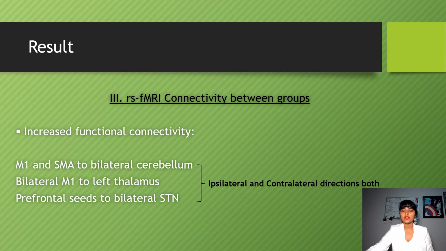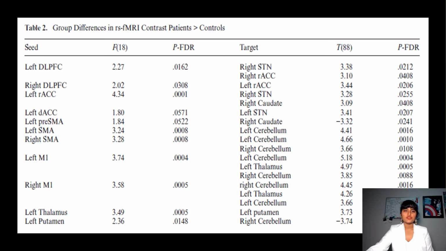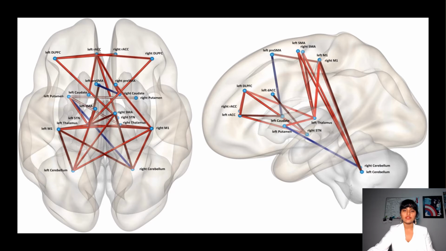Then we come to the table which tells us about the group differences of resting state fMRI of patients and controls. This pictorial representation tells us about the ROI to ROI ratio between patients and the controls. So the red indicates increase in connectivity and blue indicates decrease in connectivity.